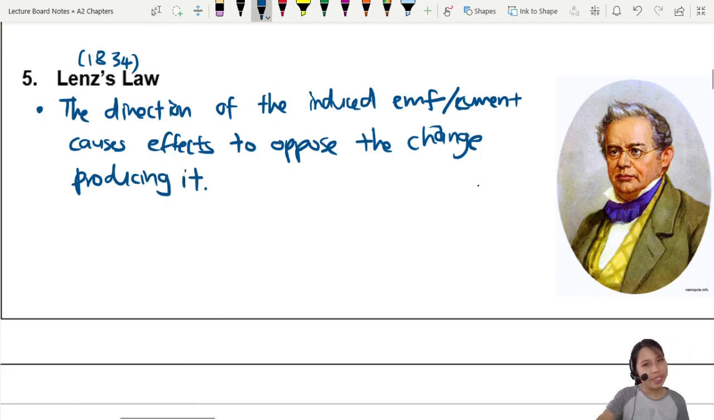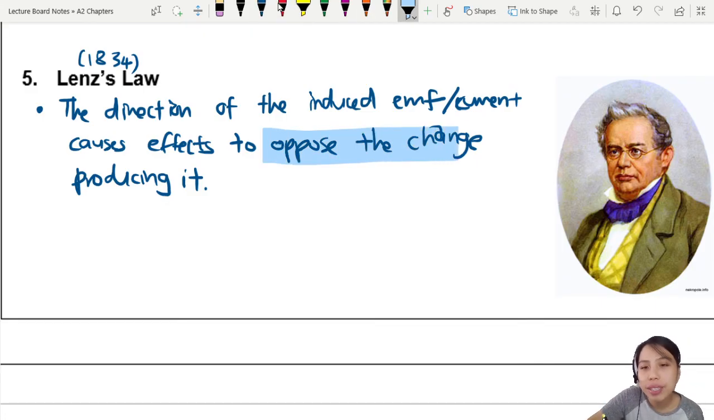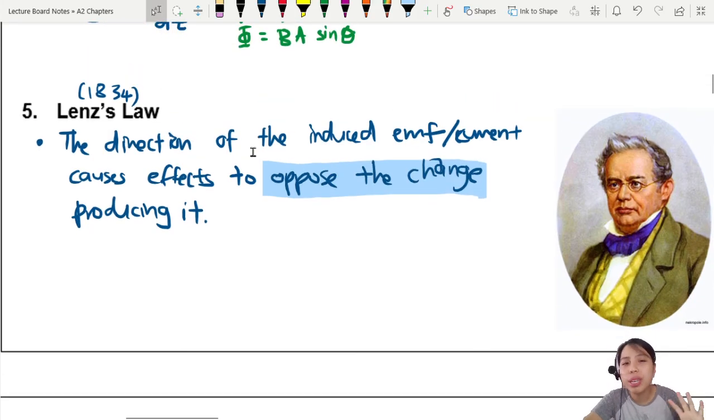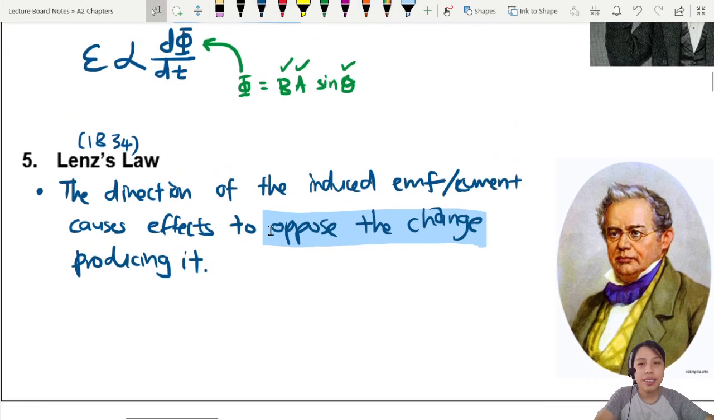What is this? What does this mean? The main idea you want to know is oppose the change. Keep this in your mind. Let this sentence marinate in your brain. And in the next few case studies and examples, when we say oppose the change, think of Lenz's Law and what he really means. Because it's a bit hard to explain now if I just said, oh, it means oppose the change. What does it mean? Well, hang in there. Keep it in your brain.